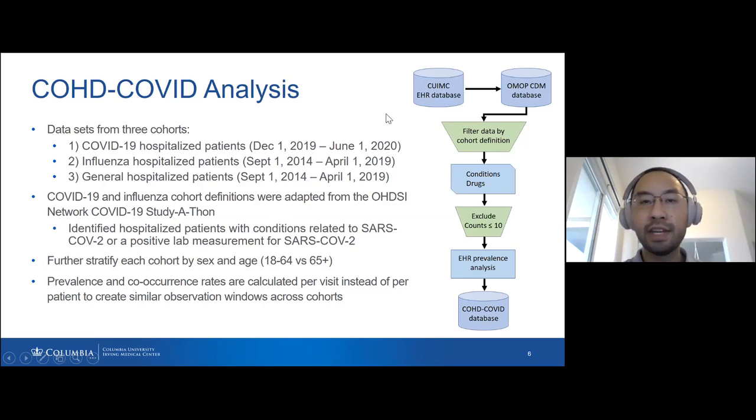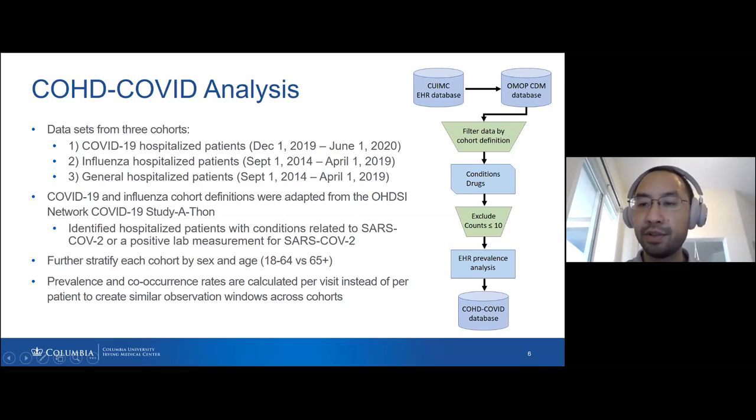And so the data workflow essentially starts from the CUIMC clinical data warehouse, which is transformed into the OMOP common data model. From there, we extract each of these 3 cohorts. And from each one of these cohorts, we analyze the OMOP's standard clinical data tables to extract conditions, drugs, procedures. We exclude any concepts that have a count of 10 or smaller, and this is a protection step to mitigate the risk of patient re-identification for patients with rare conditions.